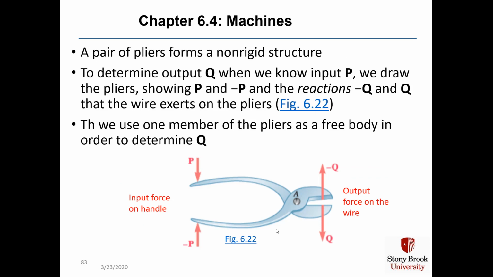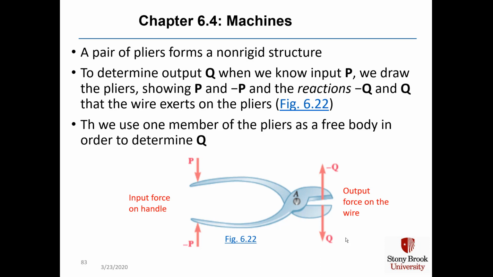A pair of pliers forms a non-rigid structure. And to determine output Q, when we know the input force P, and of course the input force P is coming from your hands, we draw the pliers showing P and minus P, and the reactions minus Q and Q that the wire exerts on the pliers.